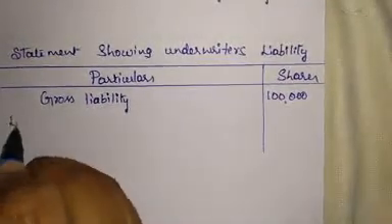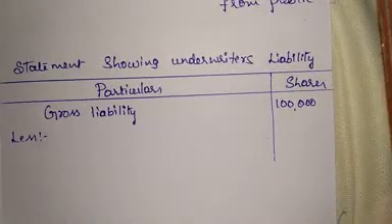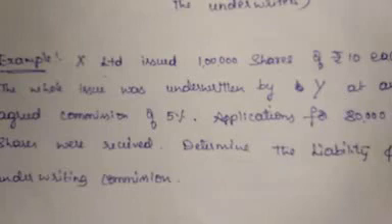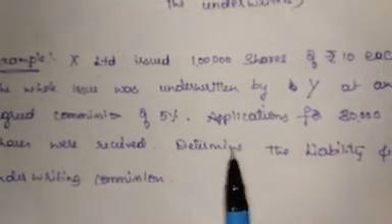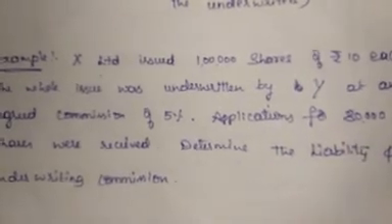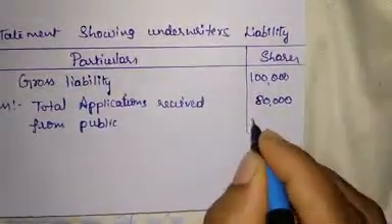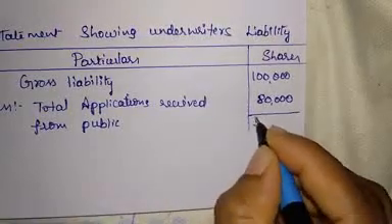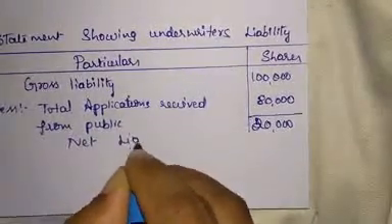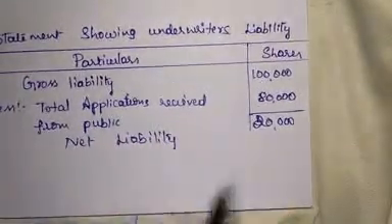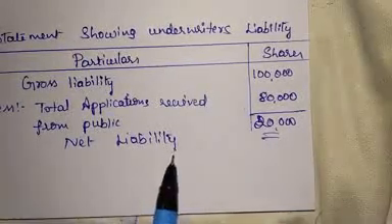From this we have to subtract the total applications received from the public. From the public, applications for how many shares were received? That is, applications for 80,000 shares were received. So the total application received from the public is 80,000. So net liability is 20,000 shares. The underwriter is liable to take up 20,000 shares. So we calculated the underwriter's liability.